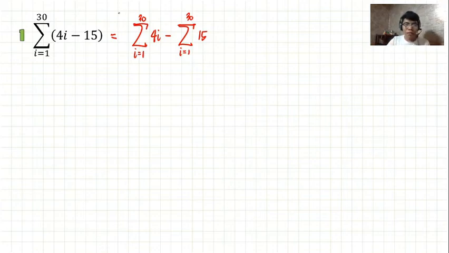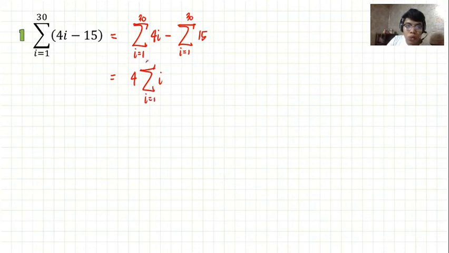Okay? So from that, we can now work on the first term, the summation of 4i. Here we have a multiple of 4. If we have a number times an expression, you can put that number outside the summation. So if that's the case, applying property 2, we have 4 times the summation of i, i is from 1 to 30, minus the summation of 15. I will just copy, i is from 1 to 30.